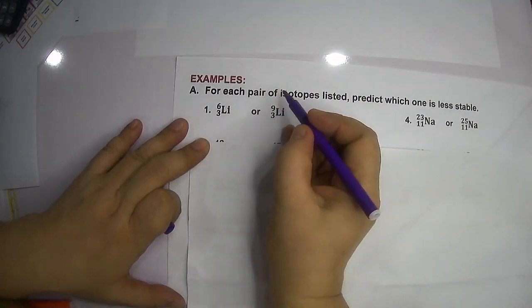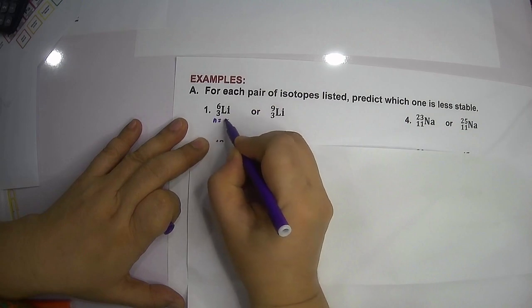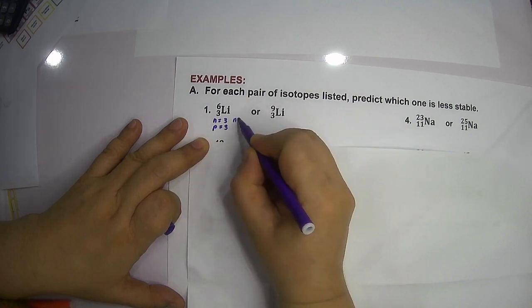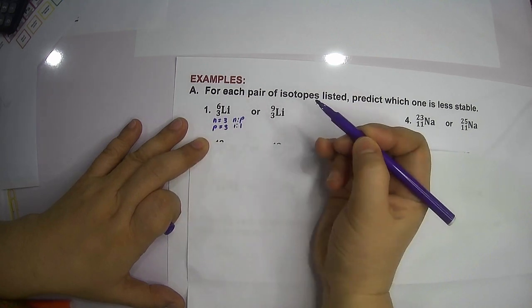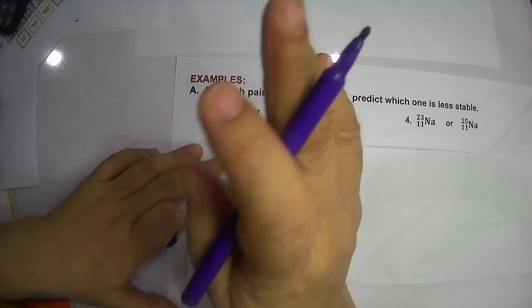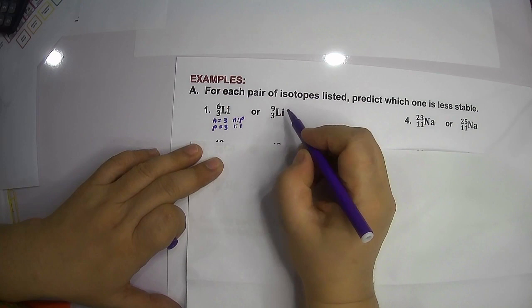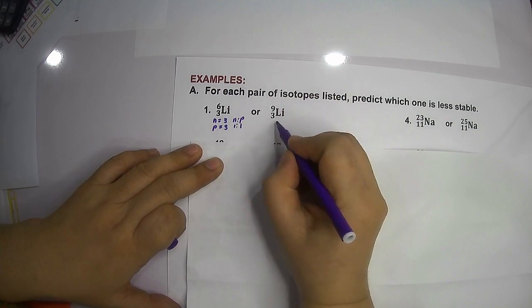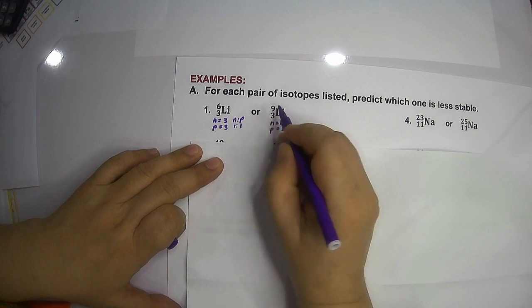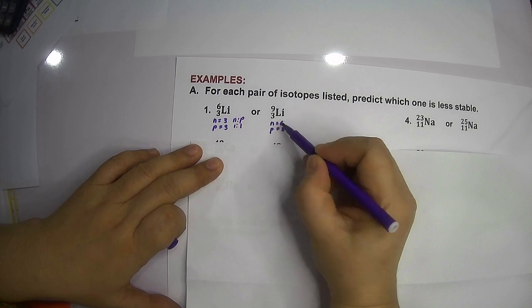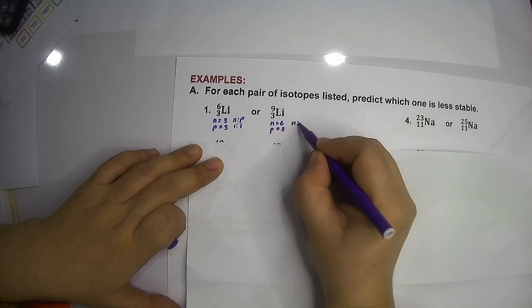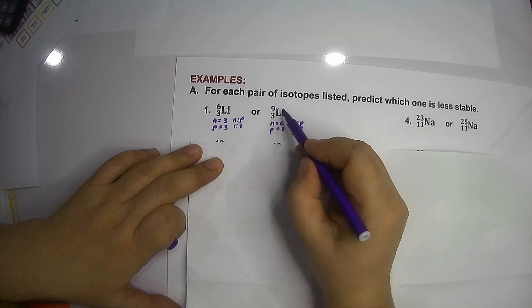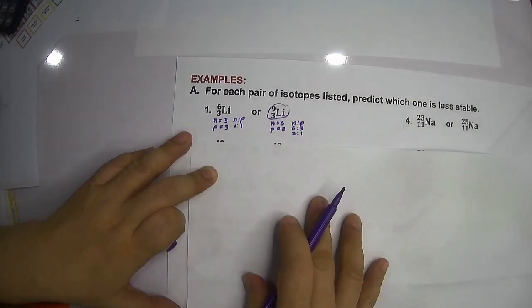In the case of lithium-6, the number of neutrons is 3. The number of protons is 3 as well. So the neutron to proton ratio is 1:1. Although it is odd-odd, it is stable for the ratio 1:1. In the case of lithium-9, the number of neutrons is 6, and the number of protons is 3, which is the atomic number. 9 minus 3 is 6. The neutron to proton ratio is 6:3, that is 2:1. Obviously, this is less stable than lithium-6.